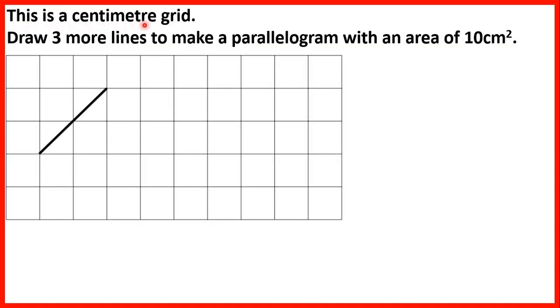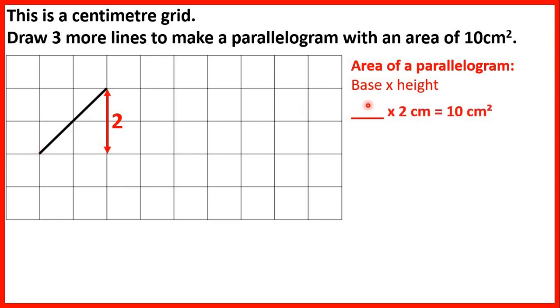This is a centimetre grid. Draw 3 more lines to make a parallelogram with an area of 10 centimetres squared. So to find the area of a parallelogram, we multiply the base by the height. And we can see with the line that they've drawn for us that the height is 2. So we need to think, what times 2 is 10?